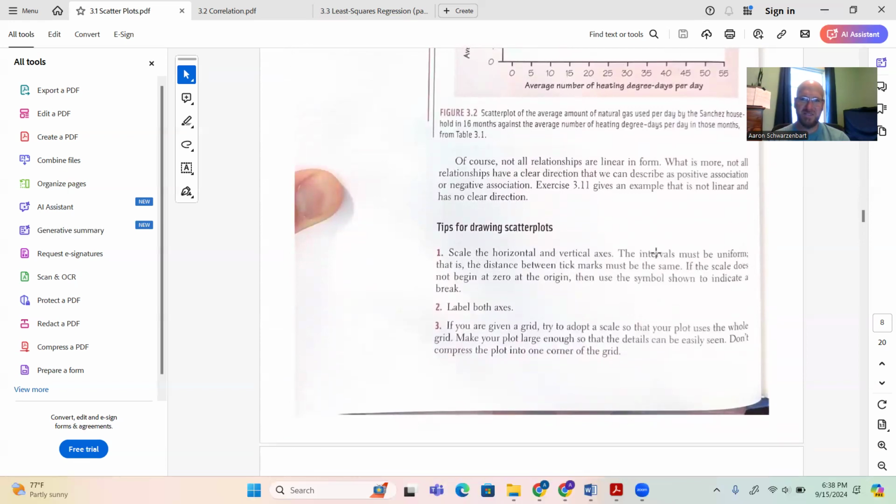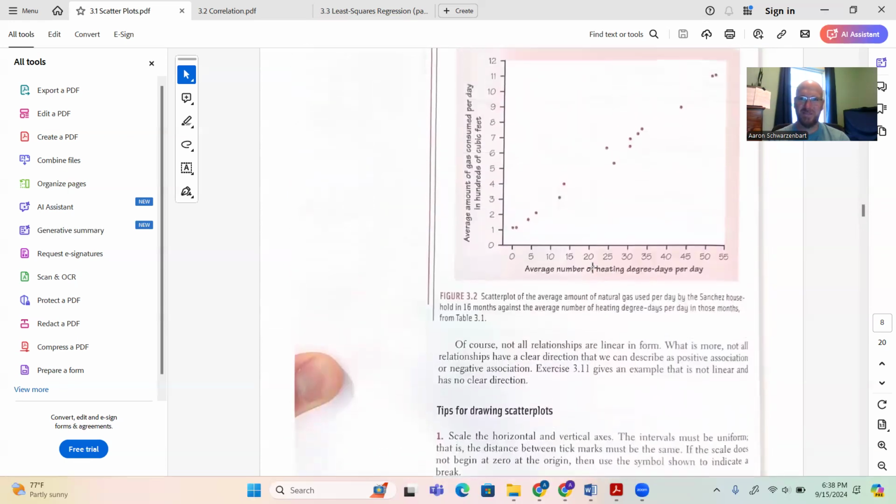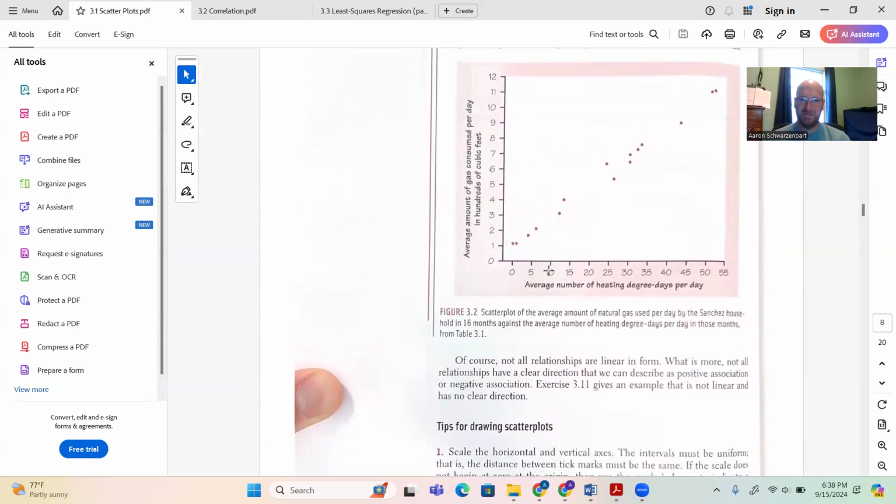Scale the horizontal and vertical axes. The intervals must be uniform. Okay. Do not give me 5, 15, 20, 40, 60. So notice they're counting each in a uniform interval. Really important. This should not be 5, this one 15, this one 20, 40, 60. They counted by 5s. That's important. Okay. Tip number 2.